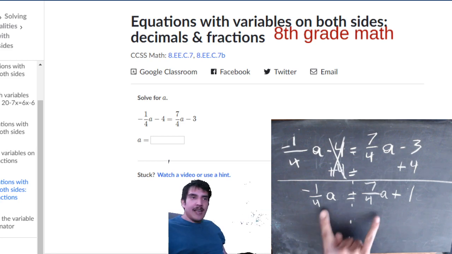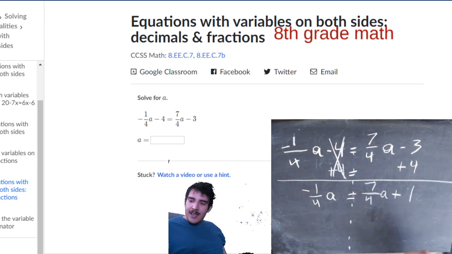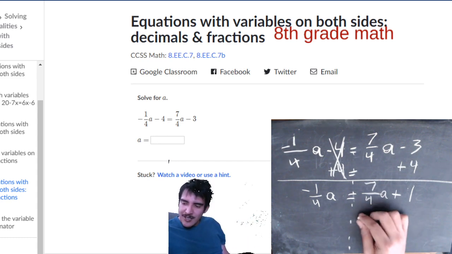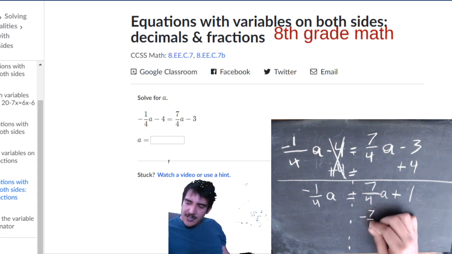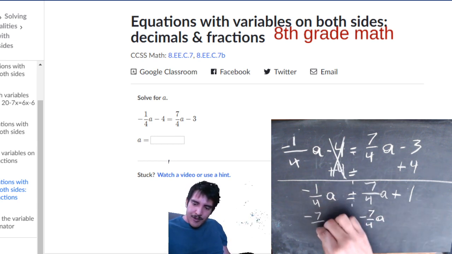Now, you have a's on both sides. Keep the a on the first side. Get rid of this a term on this side. How do I get rid of this whole 7/4 a? Well, pretend it was just 7a. How would you get rid of 7a? Subtract it. So here you do the exact same thing. You subtract 7/4 a, and then you subtract 7/4 a.